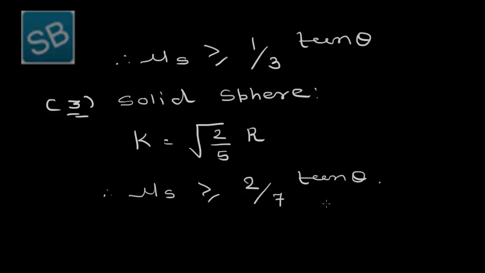So this is about the condition for rolling a rigid body without slipping, and this question can be asked in 3 marks. The full question without these special cases. So with this, our chapter number 2 is over.